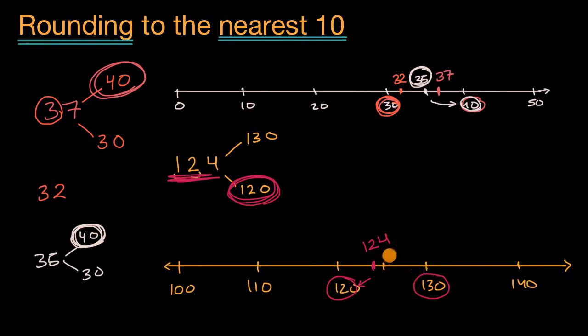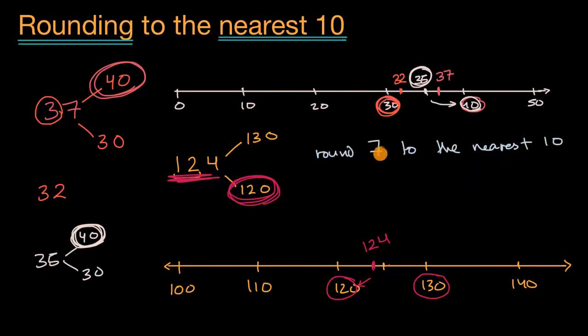Let's do one more example. And actually, I'm going to do a one-digit number. Let's say we want to round 7 to the nearest 10. So I'll write it out. Round 7 to the nearest 10. Pause this video and see if you can do that.